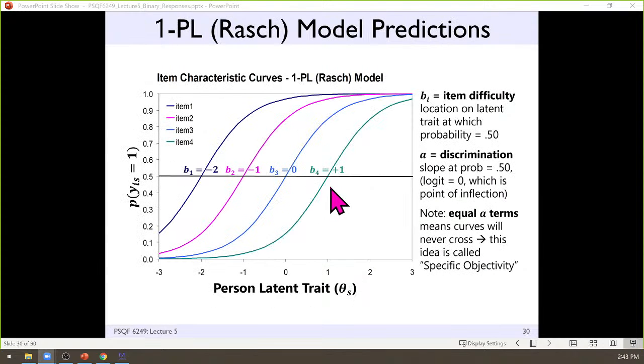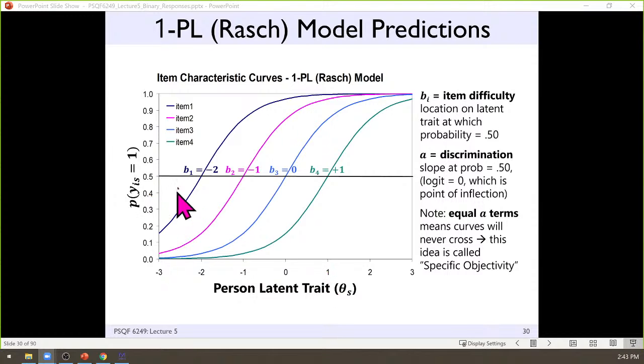We can see what the model predicts given this constraint in this picture right here. So this is slide 30. On the y-axis is the probability of a 1, which is the mean that we're trying to predict in this model. And on the x-axis is the person's latent trait. And if I identify the trait such that the mean is 0 and the variance is 1, then the x-axis is showing plus or minus like 3 standard deviations of the trait.